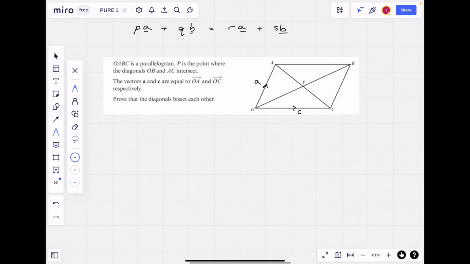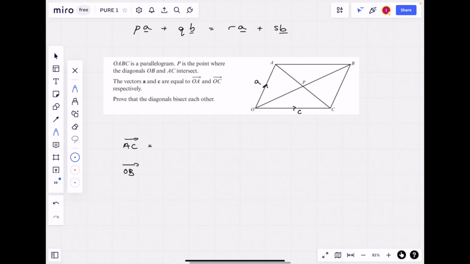Okay. Now, if we have a look at the point P, the point P lies on two different lines. The first line is AC. The second line is OB. Okay? Right. So, let's express each one. Let's express OB. Let's express AC. We'll start with AC first, just because I think it's probably the easiest. What do you think AC will be?